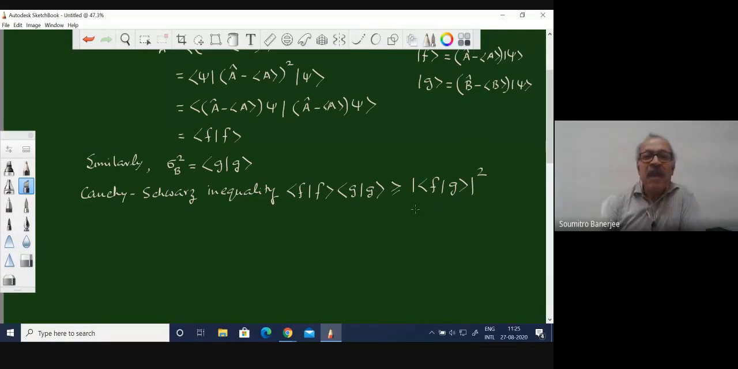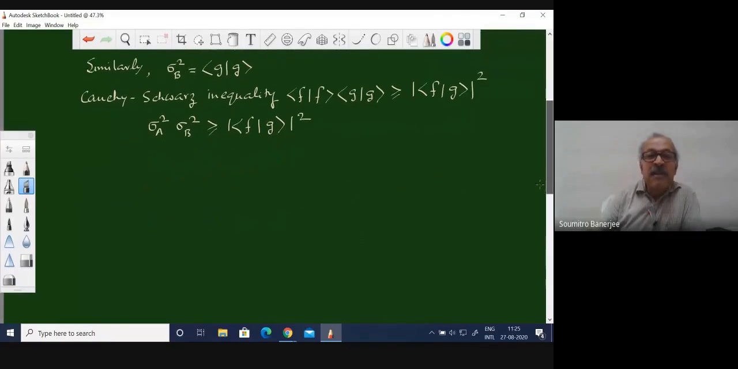Okay. Now we have seen that this I can substitute here, and this I can substitute there. So this gives sigma A square times sigma B square has to be greater than or equal to the mod square of the inner product of F and G. All right. Let us keep it, I'll call it 1, and we'll come back to that.